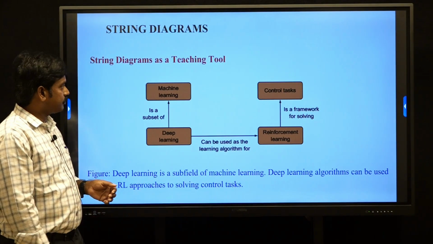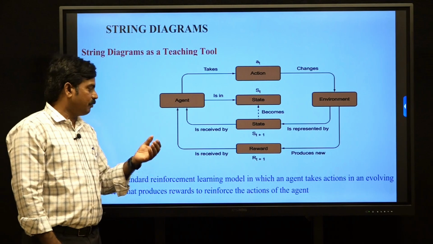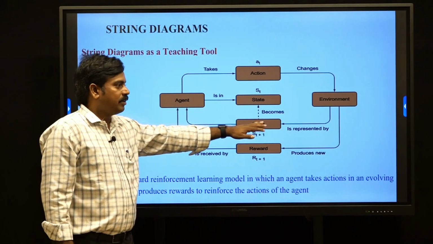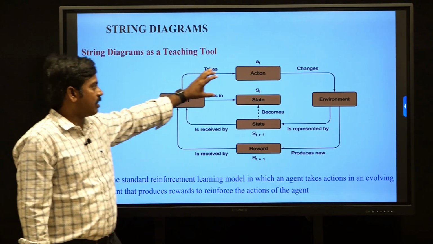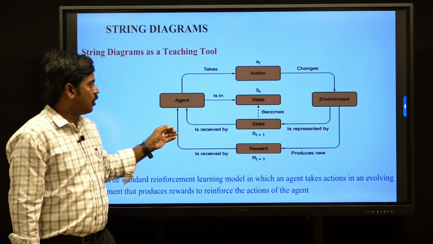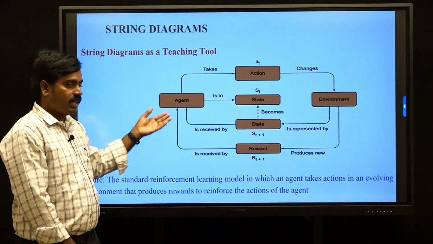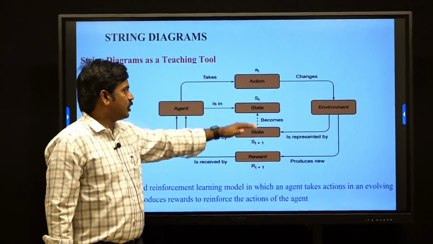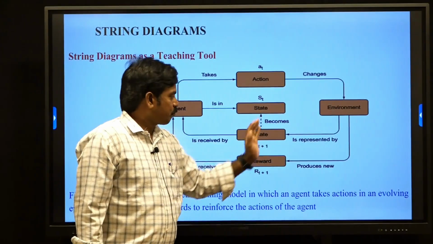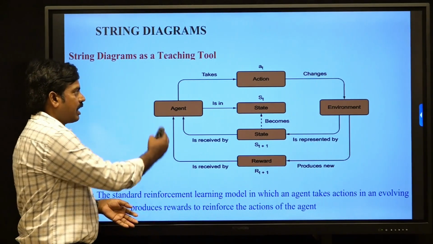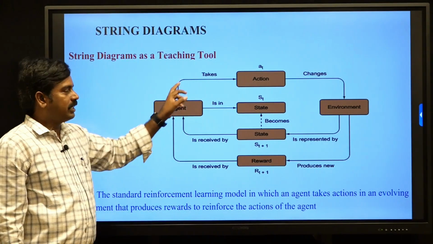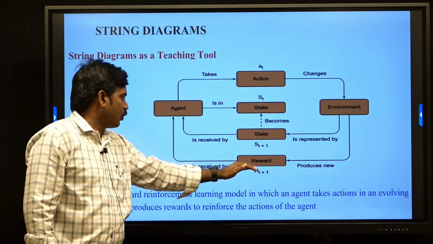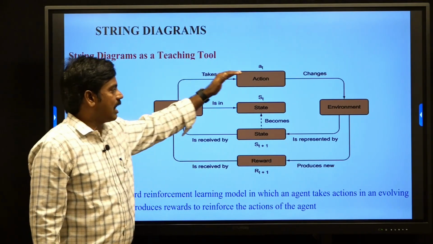One more diagram, which we already saw in the previous lectures. This diagram is the basic reinforcement learning framework. It also contains boxes and arrows. Arrows are called strings and boxes are the processes. Here the boxes are agent, action, environment, reward and states, connected using arrows. The agent takes action, action changes the environment, the environment produces a new reward, and the reward is received by the agent.